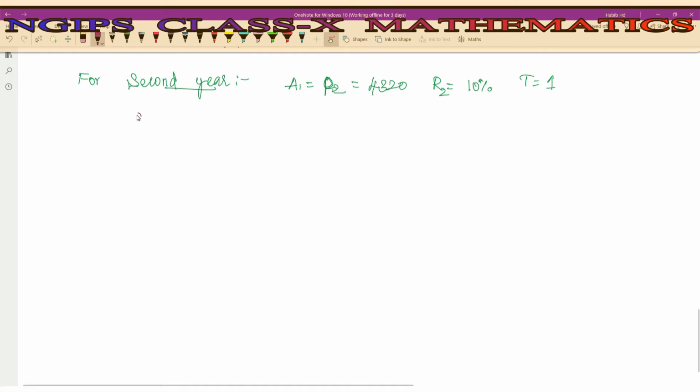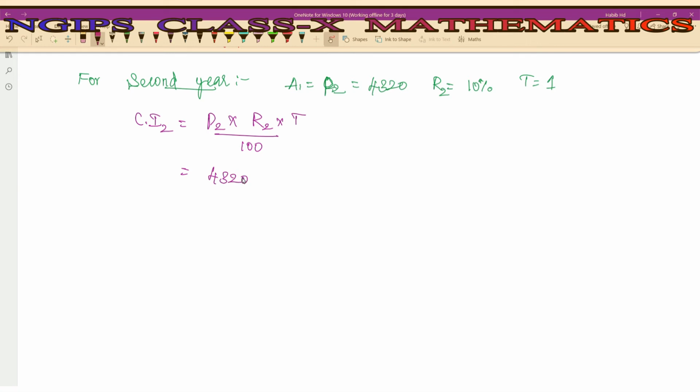Now we'll calculate. Compound interest for the second year is equal to second year principal into second year rate into time period divided by 100. So 4320 into 10% into 1 year, whole divided by 100. If you check here, 0 0 will get cancelled, here also 0 0 will get cancelled, so the leftover is 432 rupees.